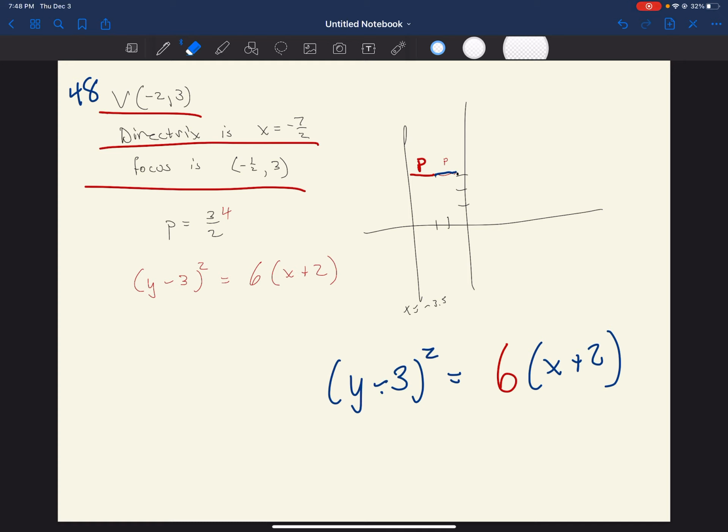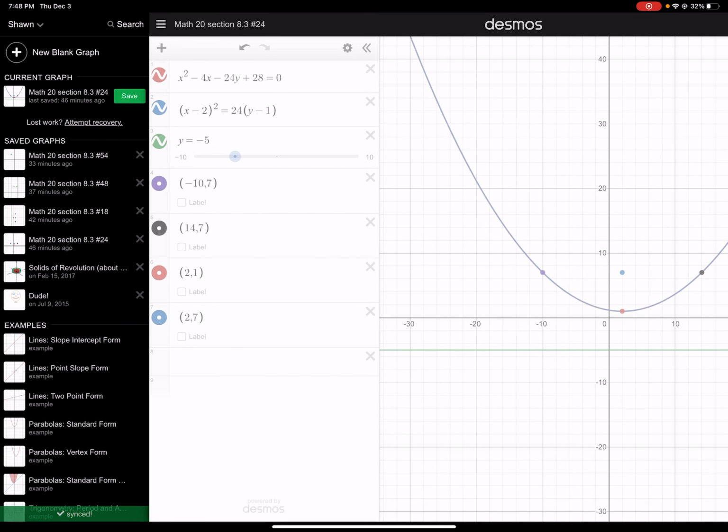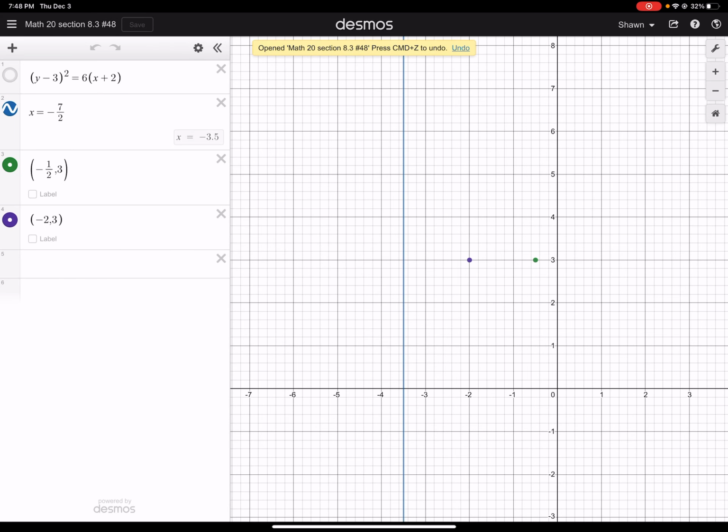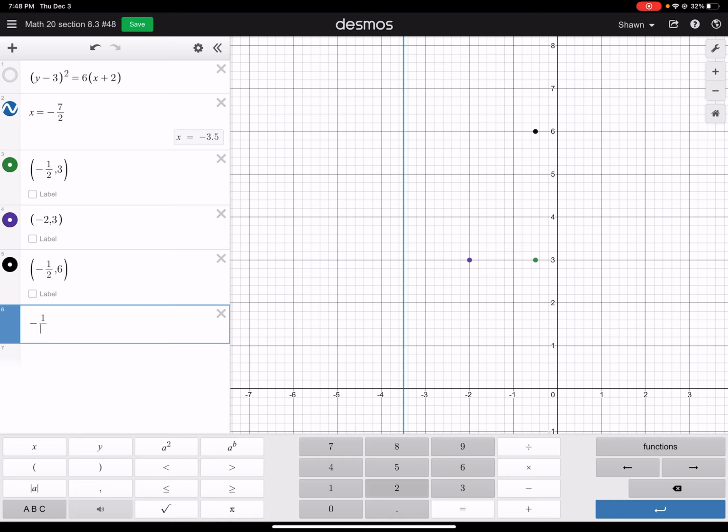take the focus's x-coordinate right here, and then take this and add 2 of those and subtract 2 of them. So it should be like (-1/2, 6) and (-1/2, 0), I think. So I'll add them in. That problem is problem 48. So here's problem 48. And I just said it should be (-1/2, 6). And I believe (-1/2, 0).